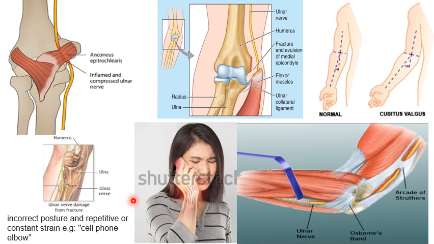And here, see, when there is incorrect posture and repetitive flexion of the elbow or constant strain, usually seen with cell phone users, which is called cell phone elbow, there is strain on the ulnar nerve and it can cause compression as well as stretching of the ulnar nerve here because of this constant strain at the elbow.